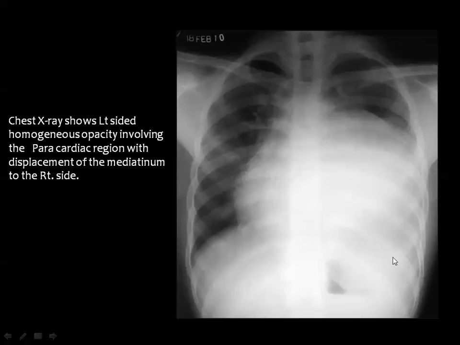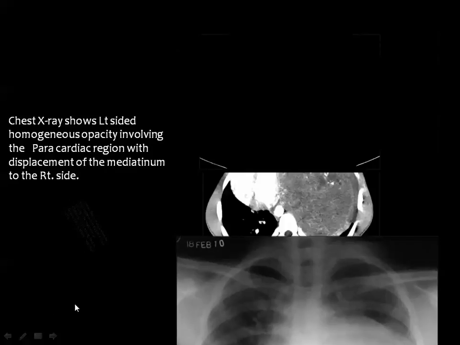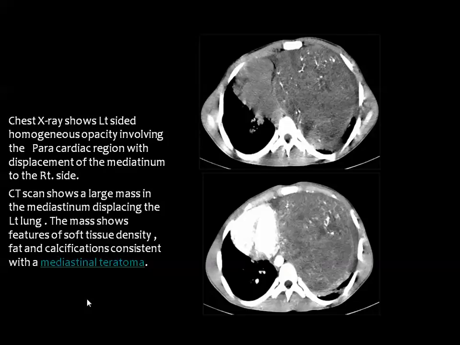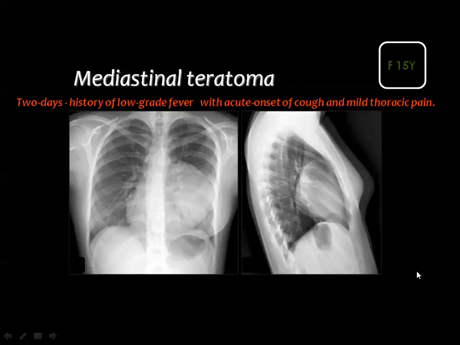In this chest X-ray, there is a big mass on the left side, and the CT scan showed that the mass contains solid component, fat, which is hypodense, and foci of calcification. Then the diagnosis of mediastinal teratoma was suggested.